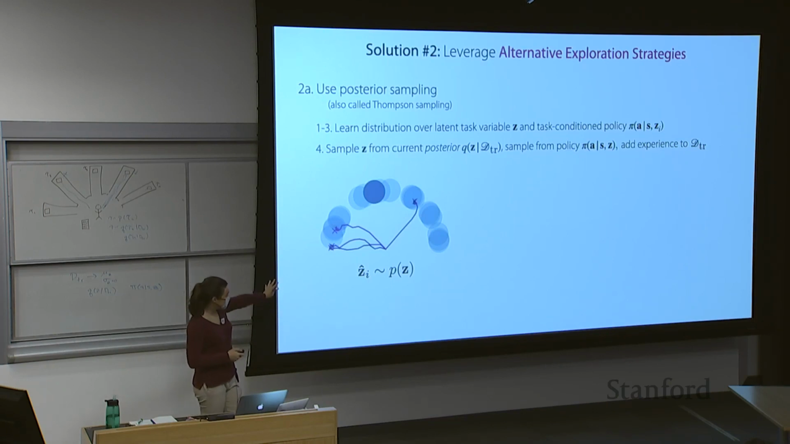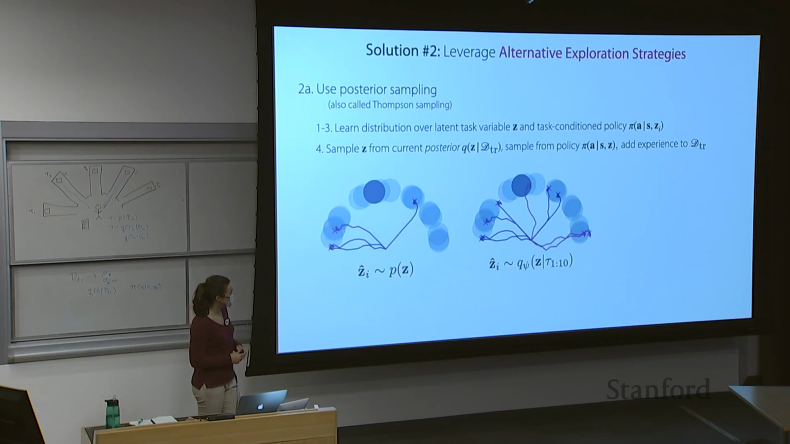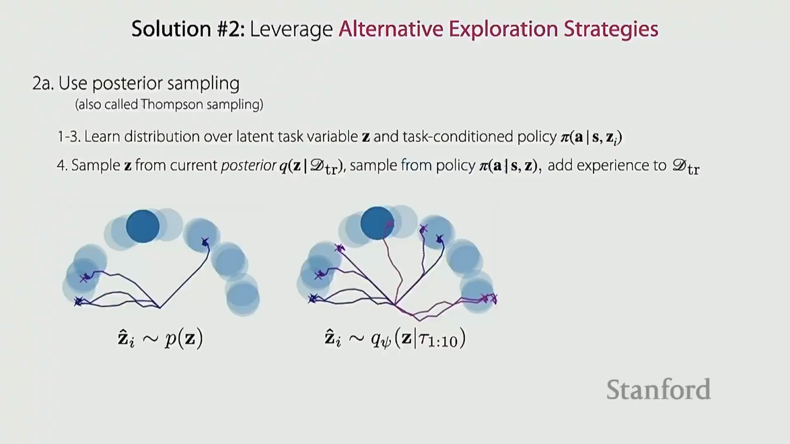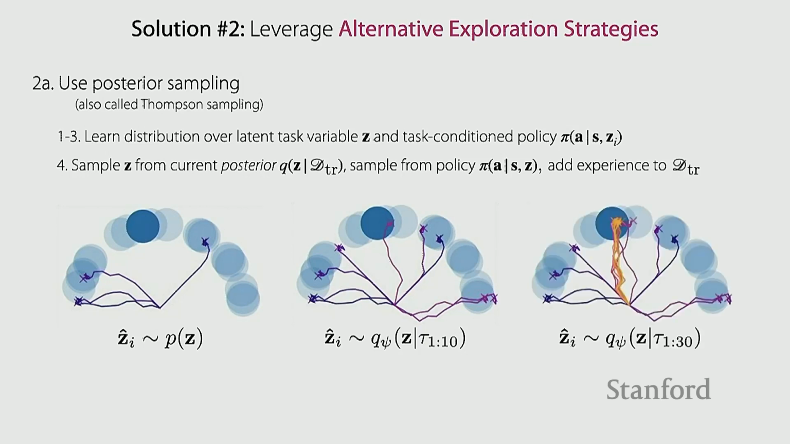Then once you have this experience, you can condition your estimate of your distribution of z on that experience. You'll then collect these lighter purple trajectories that explore parts of the space that were not previously covered. You'll notice that one of the trajectories here does go to the goal and would get a positive reward. Once you have this experience, for the future trajectories shown in orange, it'll just go directly to the goal because it's figured out what the task is.